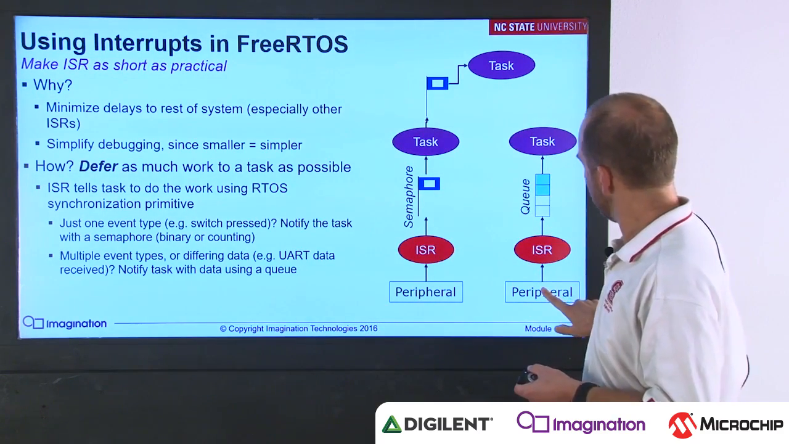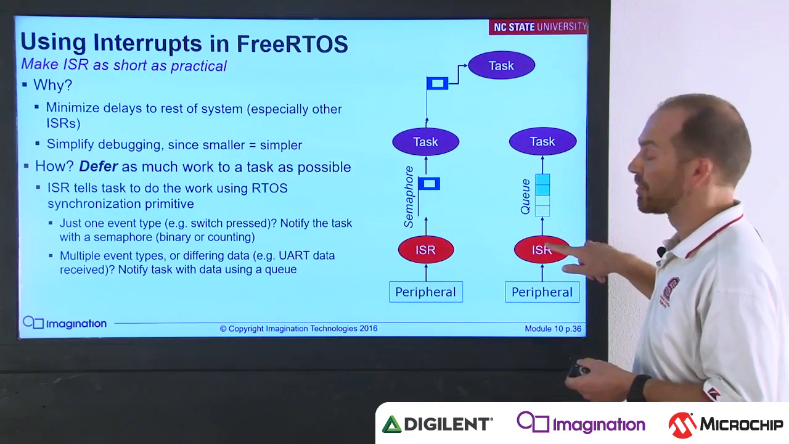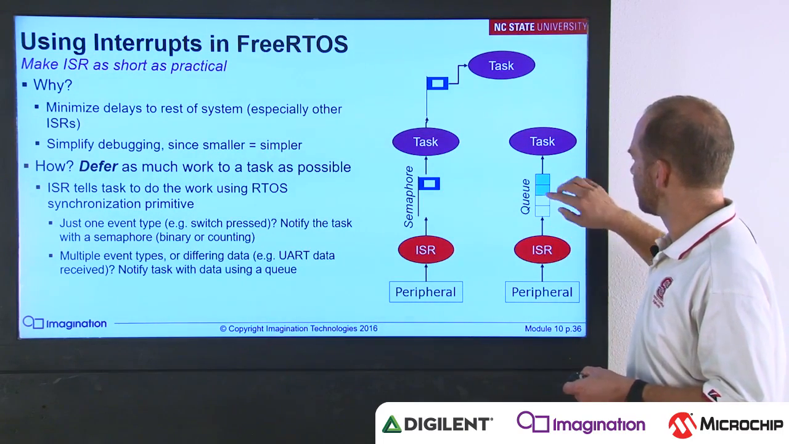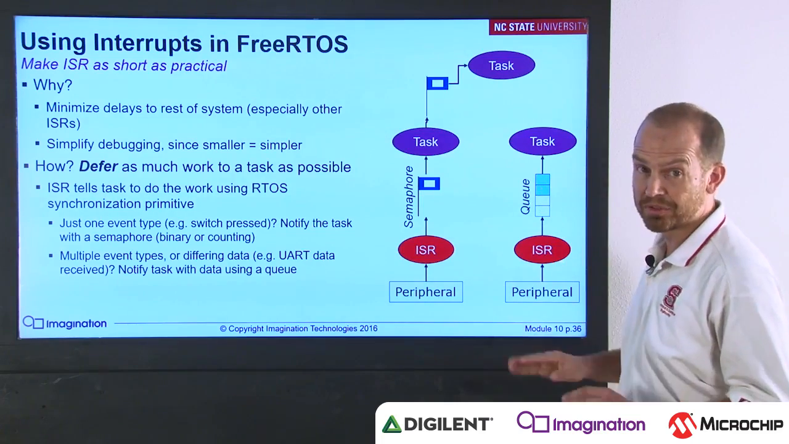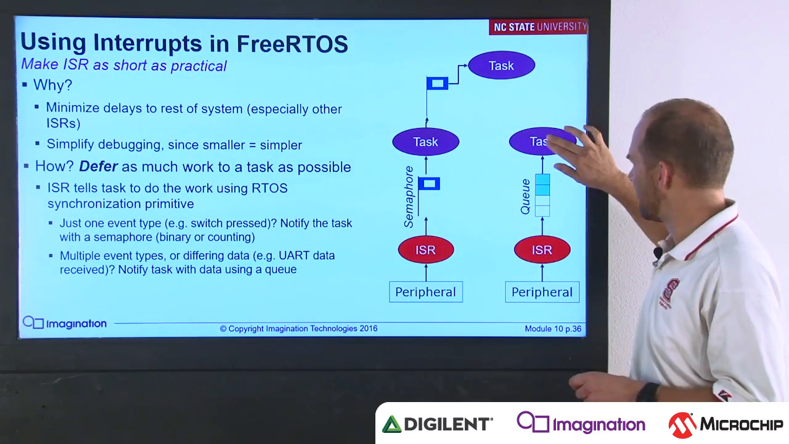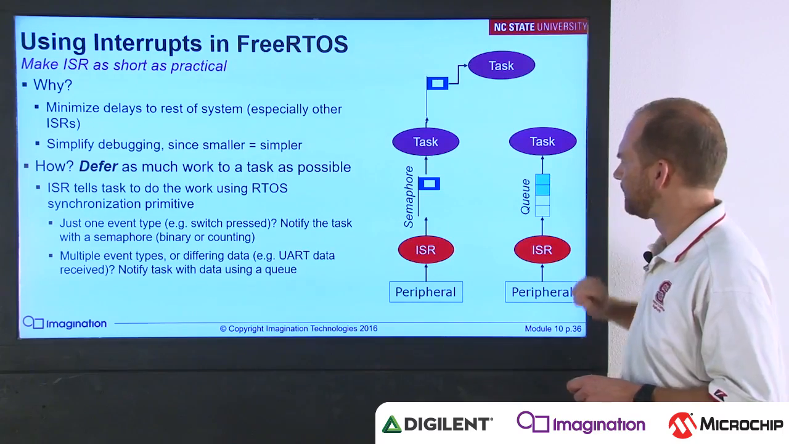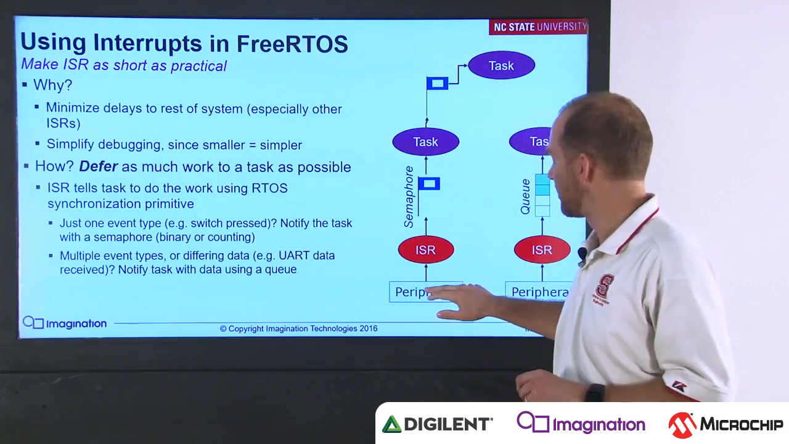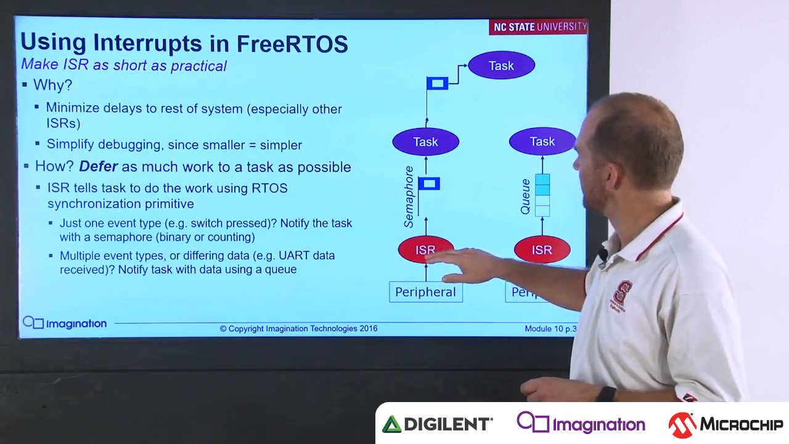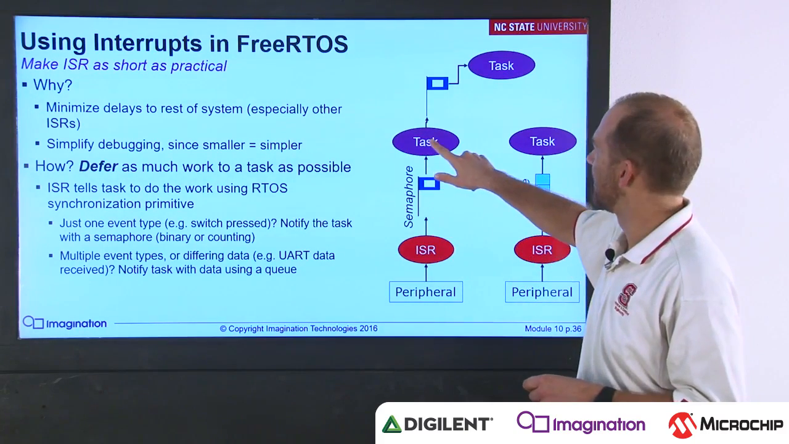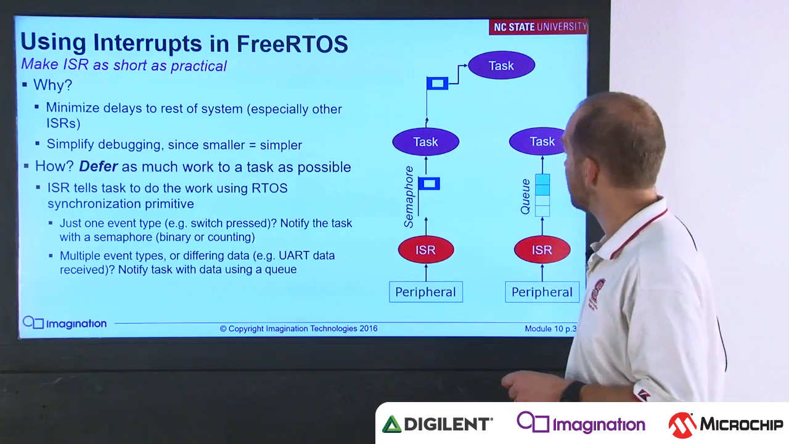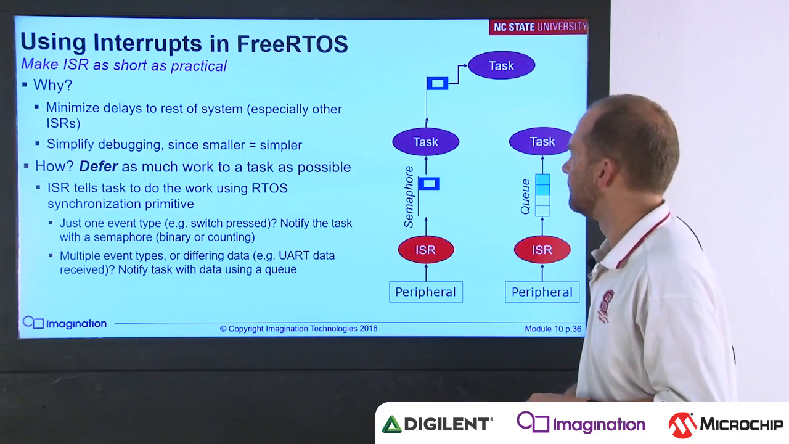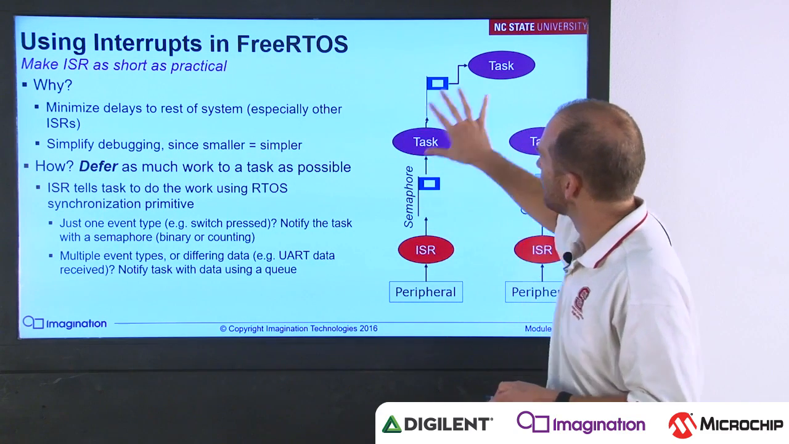So a peripheral indicates that it has data ready. The interrupt service routine runs in response to that, grabs the data as soon as possible, puts it in the queue, and then it returns, allowing something else to run. Later on, the task can use that data. A peripheral may signal that an event has occurred, in which case the interrupt service routine will set a semaphore to tell the task, hey, this event has happened, and that task can then signal other tasks if needed. So we have different approaches here.